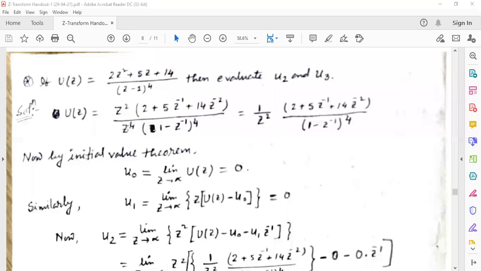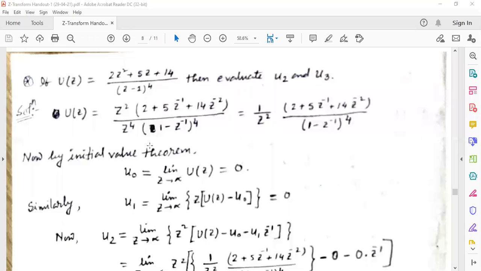So this z square by z to the power 4 can be written as 1 by z square into 2 plus 5z to the power minus 1 plus 14z to the power minus 2, over 1 minus z to the power minus 1 whole to the power 4. Now by the initial value theorem we know that u0 equals limit z tends to infinity uz, isn't it? Equal to 0.